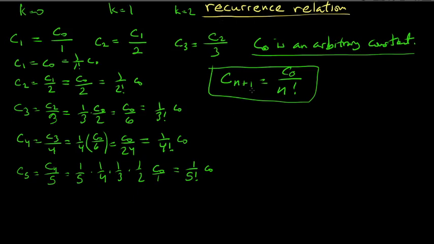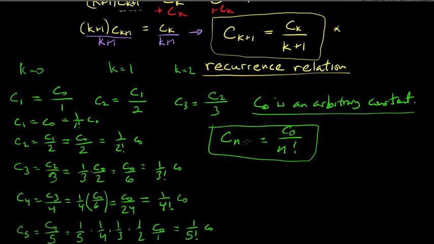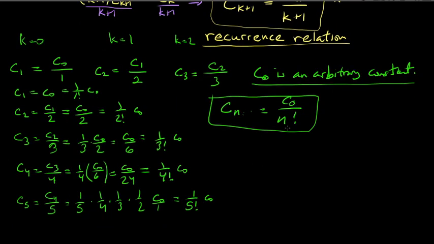Oh, wait a minute. I didn't need to add one here, so this is also wrong. This is just Cn, not Cn plus 1. See, I was getting confused between the recurrence relation and the closed form of the C's. So this is now a closed form of C's. This is called the closed form.